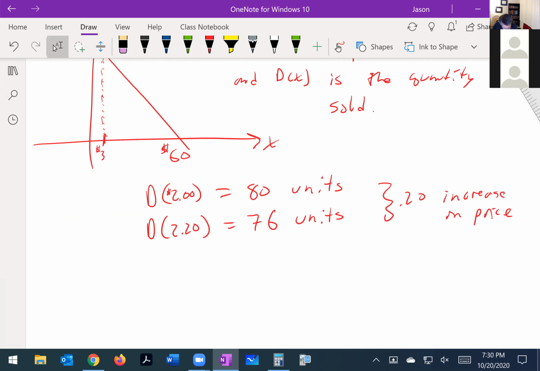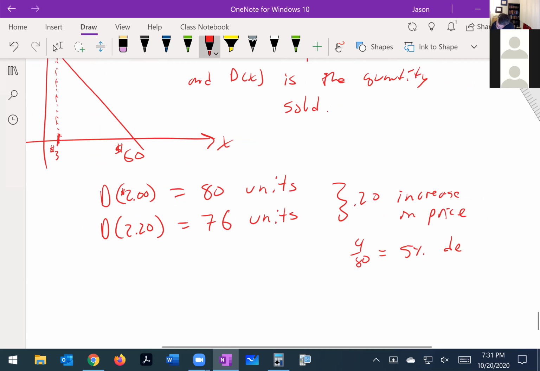Well, I go up 4, actually I go down 4, sorry. It leads to 4 out of 80, which is 5%. So a 20-cent increase in price leads to a 5% decrease in sales. That makes sense. Okay, cool.